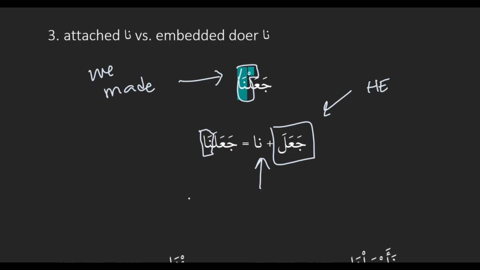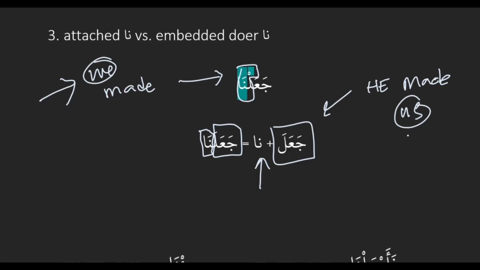So ja'ala translates as what? He made. And then how would we translate our receiver? Na, us. Yes, he made us. That is a very big difference. In one, we have it translating as the doer. In the other, we have it translating as the receiver. So it does make a very big difference.